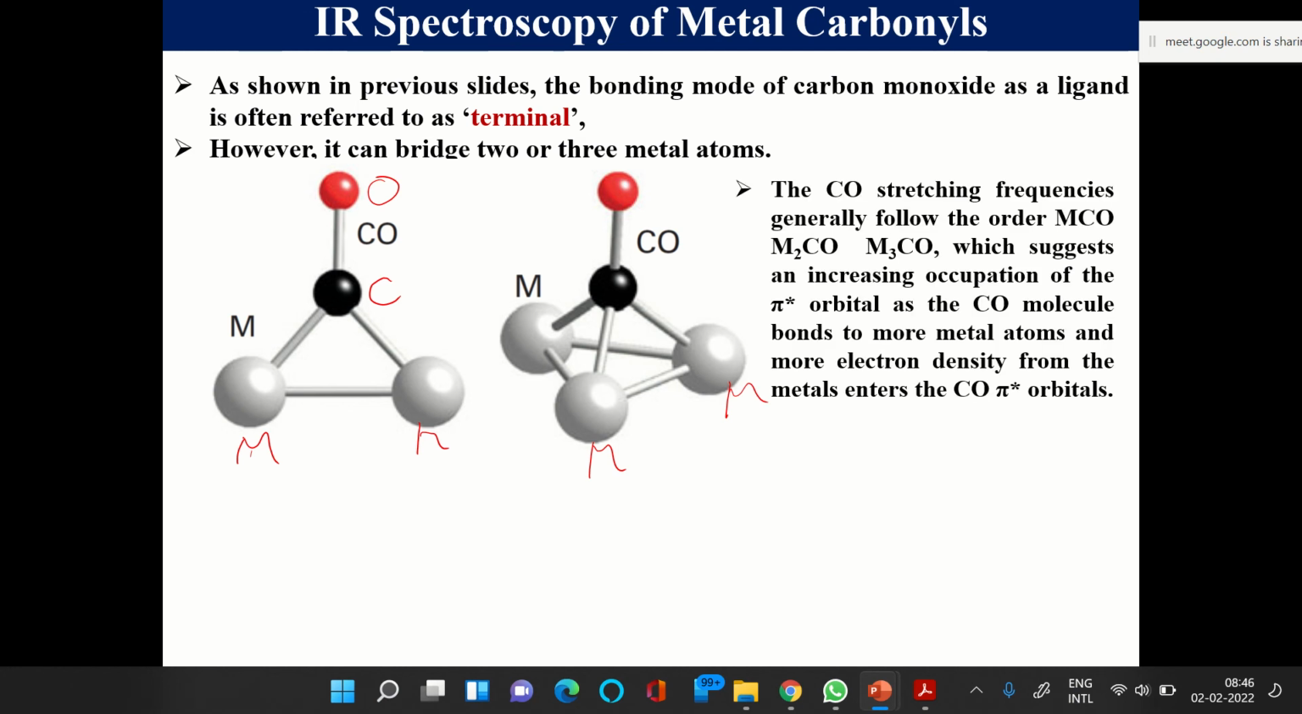So what will happen when bridging occurs? In case of bridging, like M2CO, M3CO, which we have shown, there is an increase in the occupation of the pi star orbital. As the CO molecule bonds to more metal atoms, more electron density goes into the pi star. Okay, so each of these metal centers will be donating its electron to the anti-bonding orbital of the same carbon.